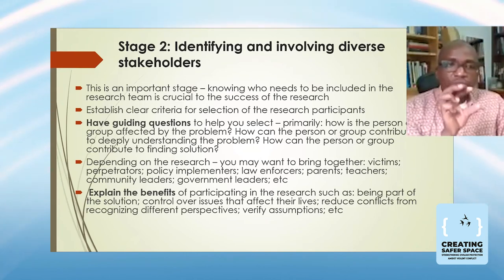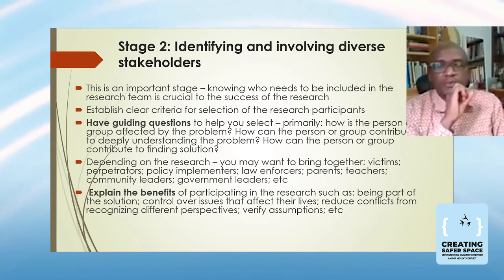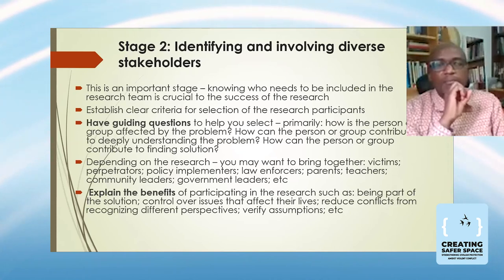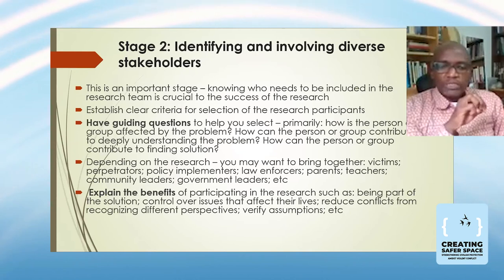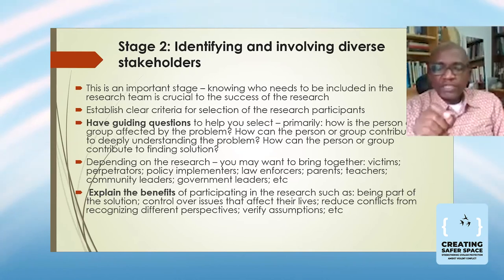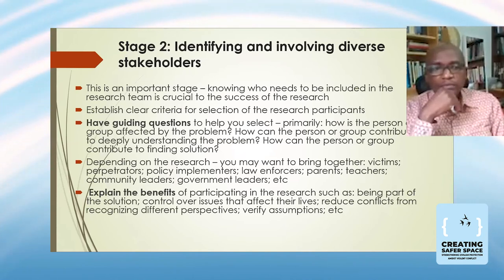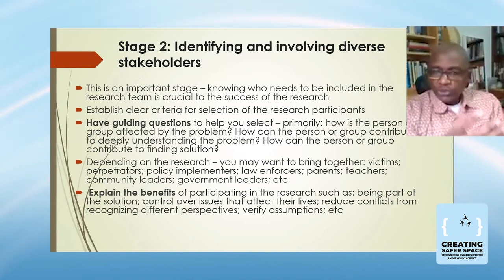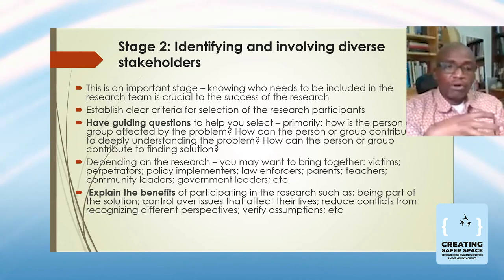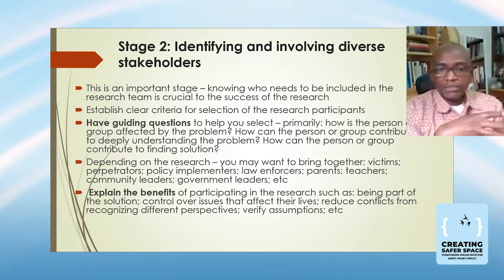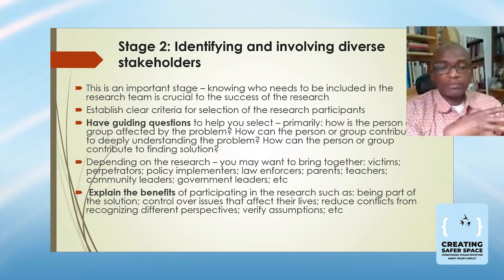So based on what we found out in stage one, we will be able then to begin looking at the key participants. But the key stakeholders in this research, they need to know the benefits of that particular PR that you're bringing forward. They want to be part of the solution. For example, you tell them that we want you all to be part of this particular solution, ourselves as researchers and also yourselves as co-researchers.